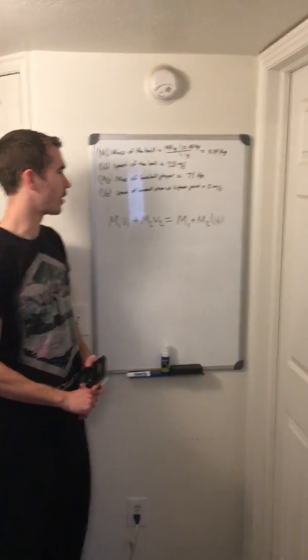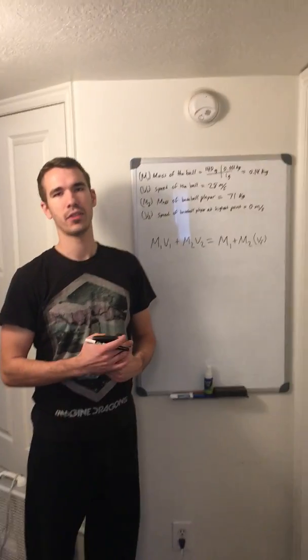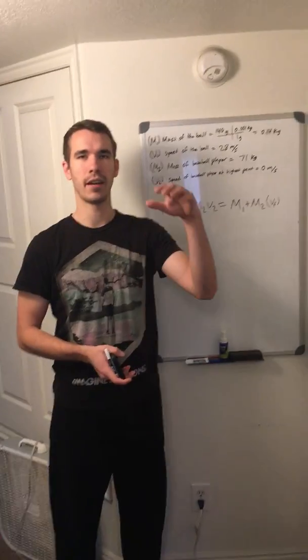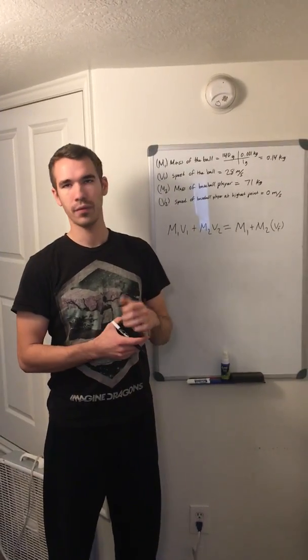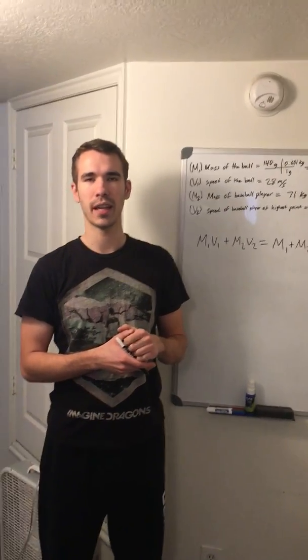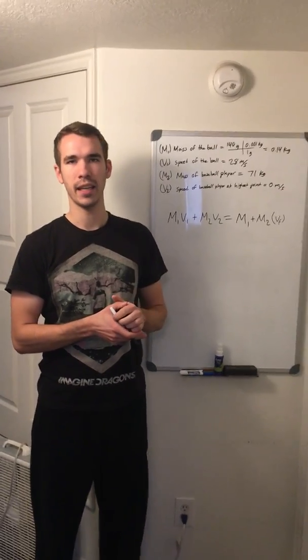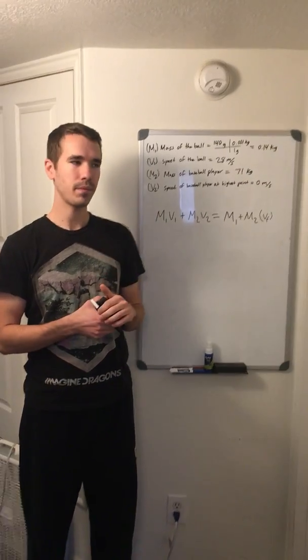This is question 29 of chapter 9 in our physics textbook. And the question that it describes is, if there's a baseball player who is jumping straight up in the air to catch a hard hit ball, and the ball weighs 140 grams and is traveling at a speed of 28 meters per second horizontally, what would be his speed immediately after catching the ball?